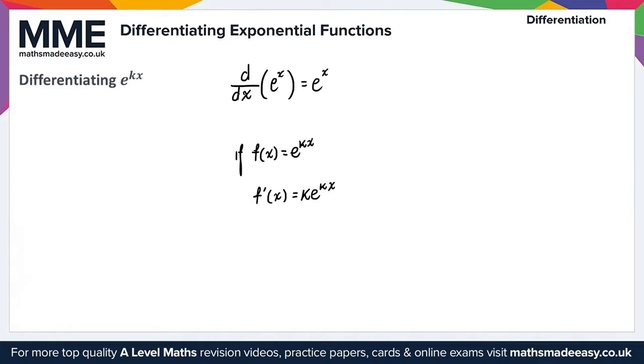And this rule is actually just an extension of the previous rule. If you let a equal e, then if we differentiate this, we'd obtain f prime of x equal to ke to the kx times the natural logarithm of e. And remember, the natural logarithm of e is simply 1. So this part is just 1, and therefore all we obtain is ke to the kx, as we would expect. Okay, so that's what we obtain when differentiating e to the kx.